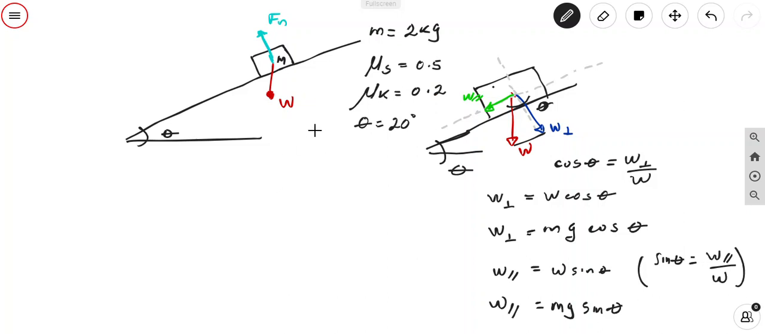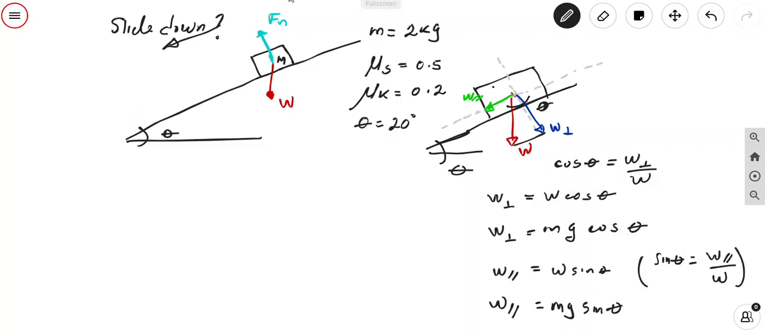I want to find out if this block that I have here is at rest. That means I am holding the block, so it's at rest. If I release the block, I want to know if this block is going to slide down or not. So what is the condition here?